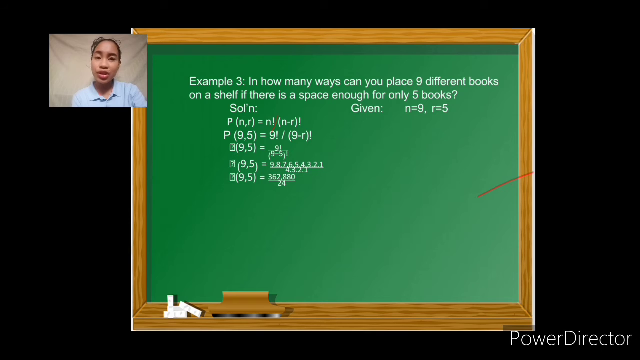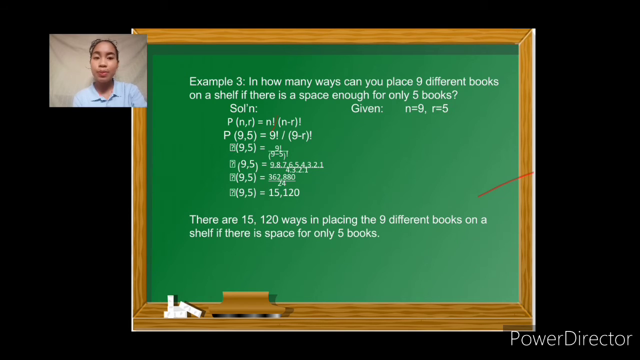Okay, so permutation of 9 objects taken 5 at a time is equal to 9 factorial, which is 362,880, over 4 factorial, 24. So permutation of 9 objects taken 5 is equal to 362,880 divided by 24, which is equal to 15,120. So there are 15,120 ways in placing the 9 different books on a shelf if there is space for only 5 books.